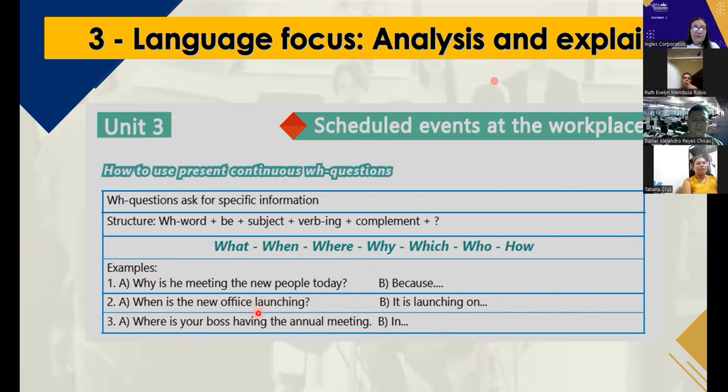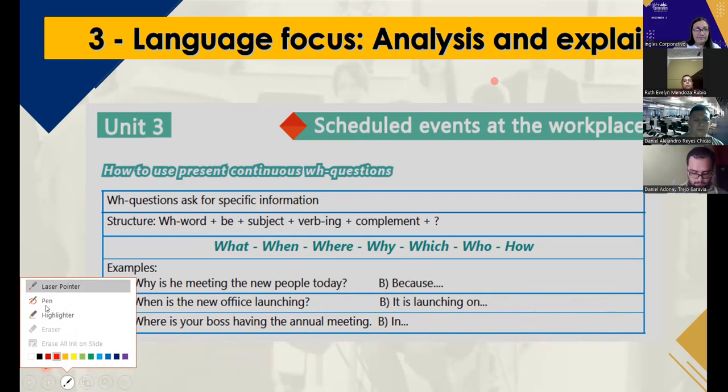When is the new office launching? It is launching on when, on a date? On March 27th, on June 2nd. So when, the date. Where is your boss having the annual meeting? Where? In Marriott Hotel, in this hotel at the beach, whatever. Where, right? Okay. Yes. Tell me. What does launching mean? Launching es como el lanzamiento. Ah. ¿Cuándo será el lanzamiento de la nueva oficina? Eso podría traducirse así.